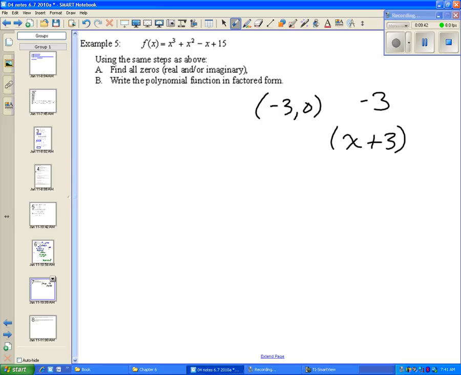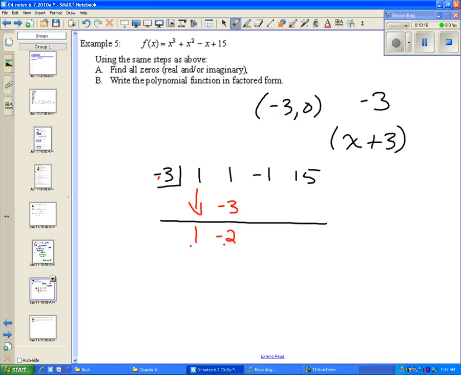So since it's x plus 3, since my 0 is negative 3, inside the box I get a negative 3. I have an x cubed, an x squared, an x, and a constant, so I don't need any zeros. The coefficient in front of the x cubed is 1. The coefficient in front of the x squared is 1. The coefficient in front of the x is negative 1. And the constant is 15. I draw my line, and I drop down my first number. Negative 3 times 1 is negative 3. 1 minus 3 or plus a negative 3 is negative 2.